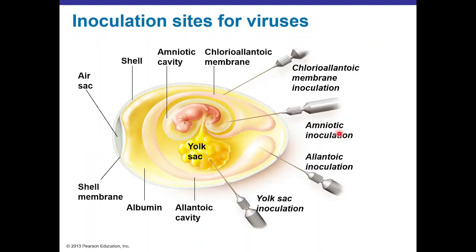Now, viruses for diagnosis, or sometimes even for developing vaccines, can be injected or inoculated into embryonated eggs. So here we have different places where you can inoculate these viruses. You can do it in the chorioallantoic membrane, or you can do it in the amniotic fluid. This is known as amniotic inoculation. Or you can do it in this place, which is called the allantois, so this will be allantoic inoculation, or you can do it in the yolk sac.